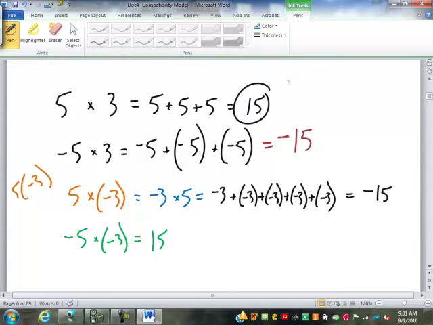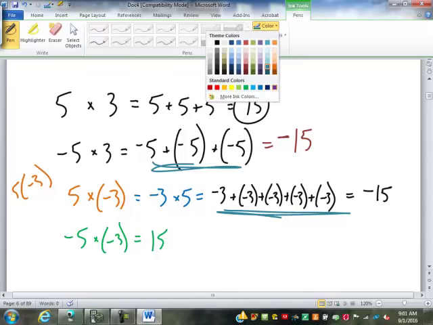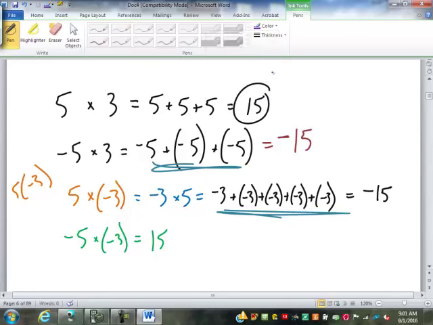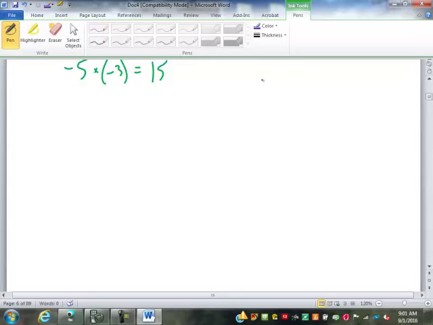If we look at our definition of multiplication, like we did up here, this can't even be done. I can't take negative 5 and add it to itself negative 3 times. If I switch the order, I can't take negative 3 and add it to itself negative 5 times. It doesn't work. Our definition of multiplication breaks down here. That happens a lot of times in math, our basic definition breaks down for a certain situation. So what we do is we look for a pattern.